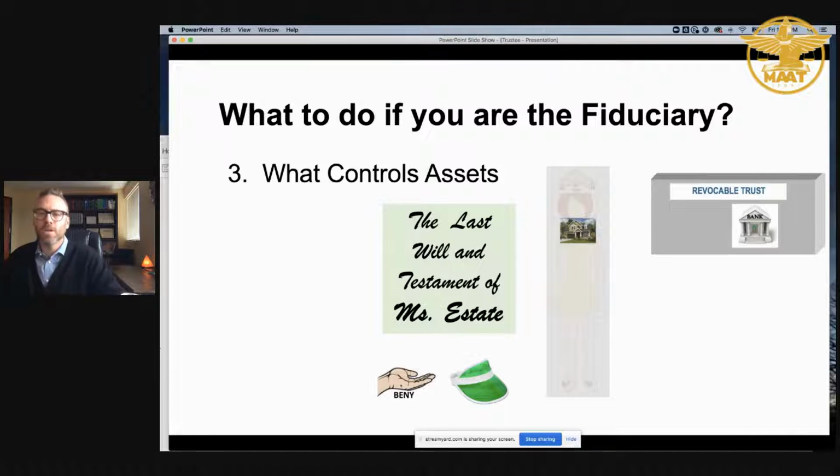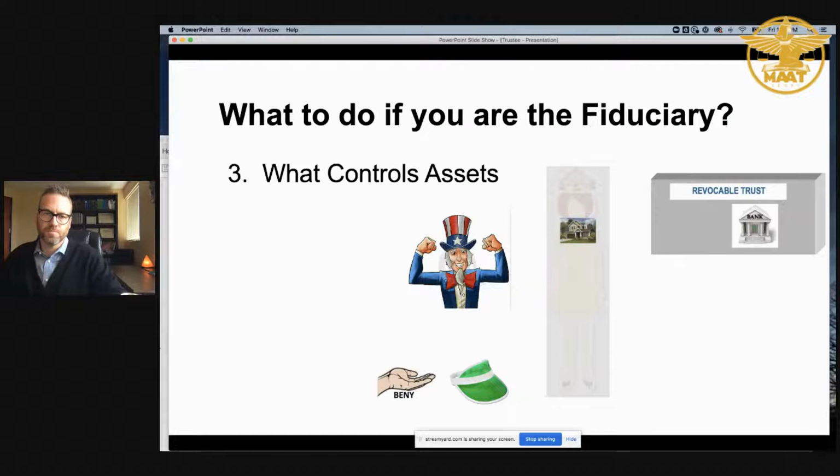Now, what if the person did not leave a last will and testament? Then Uncle Sam's got you covered with the laws of intestate succession. These determine who has priority to serve as the beneficiary and to serve as the personal representative of the estate.